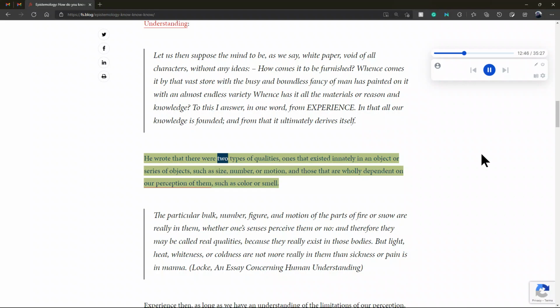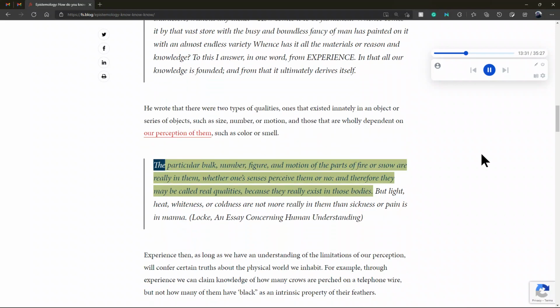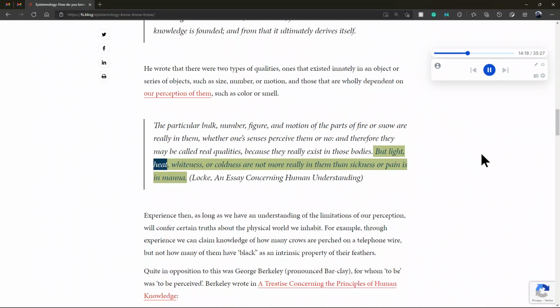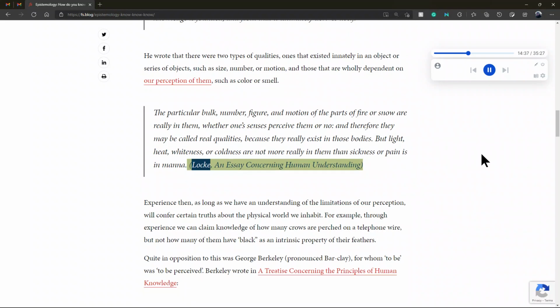He wrote that there were two types of qualities, ones that existed innately in an object or series of objects, such as size, number, or motion, and those that are wholly dependent on our perception of them, such as color or smell. The particular bulk, number, figure, and motion of the parts of fire or snow are really in them, whether one's senses perceive them or no, and therefore they may be called real qualities, because they really exist in those bodies. But light, heat, whiteness, or coldness are not more really in them than sickness or pain is in manna. Locke, An Essay Concerning Human Understanding.